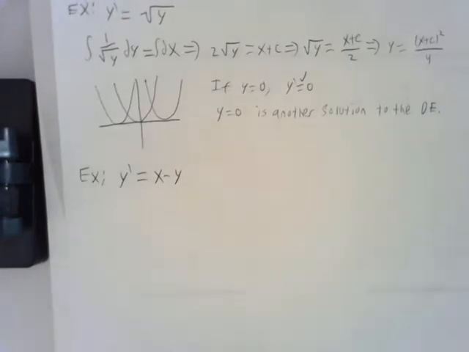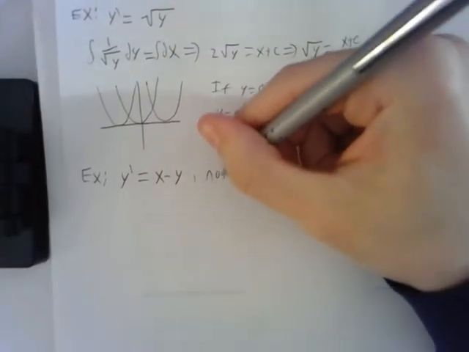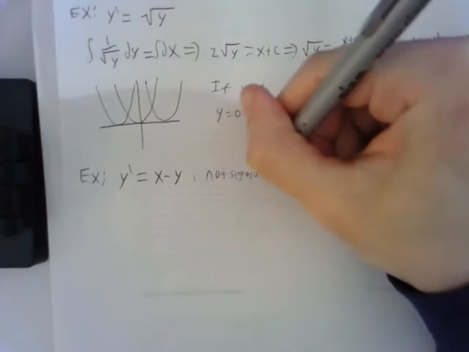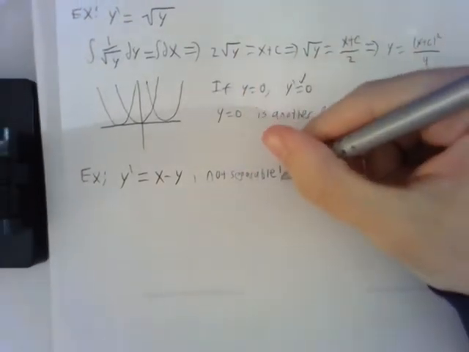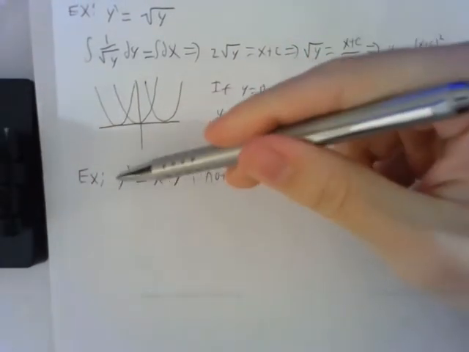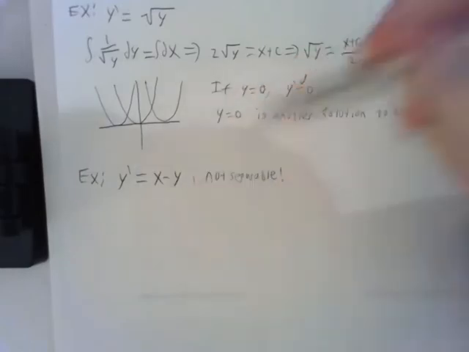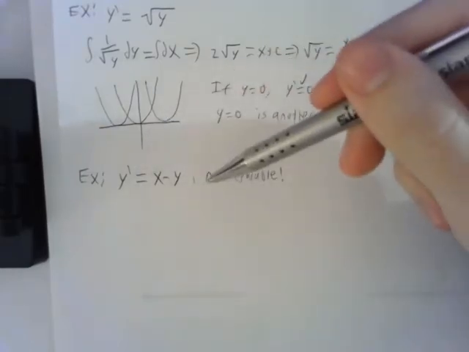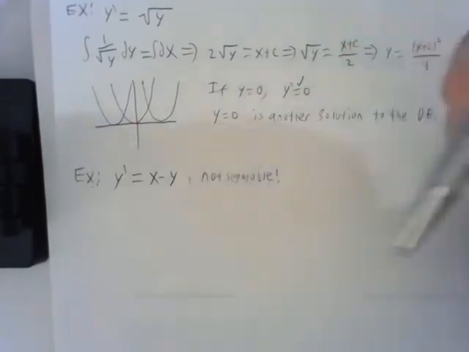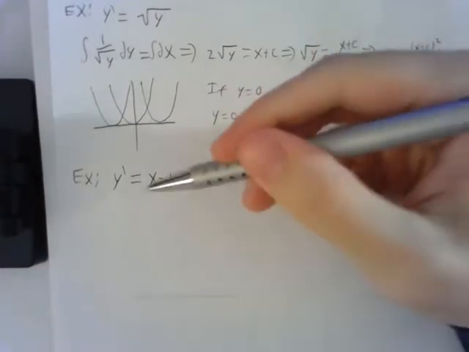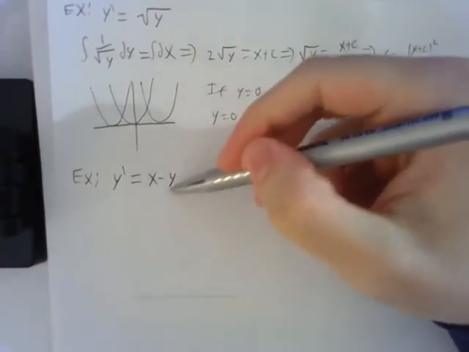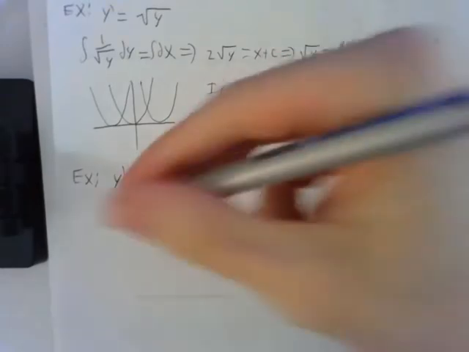So this equation is not separable, because remember, for a separable equation we have to be able to get all the y's over to the left and all the x's over to the right. And because we don't have a product here, the only way we can really get y over to the other side is to add it.